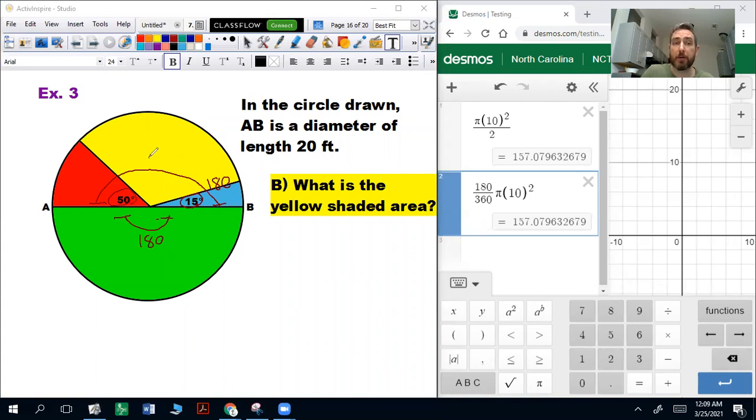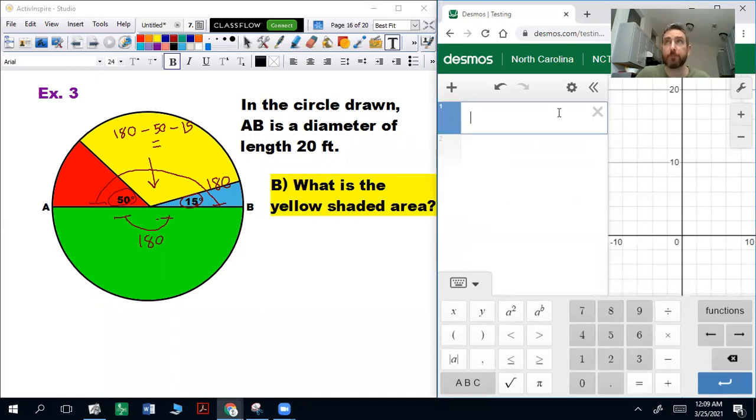So for that degree, I could do 180, and I could subtract the 50, then I could subtract the 15, and I could figure out what this central angle is just in the yellow portion. So that's going to be 130 minus 15 be 115. Let's verify that. So 180 minus 50 minus 15. And so now we got an angle that's 115 degrees. So we can use that in our formula.